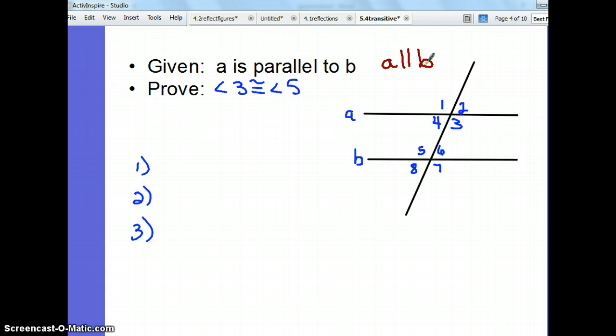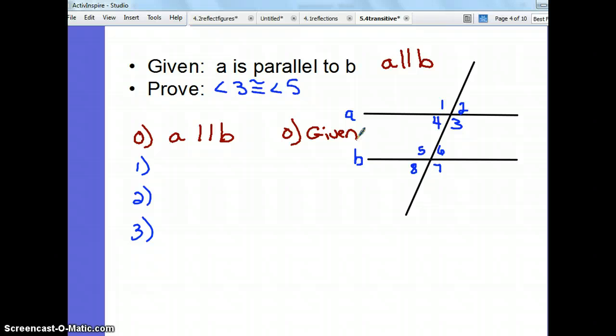So we're going to start with, sometimes we start with step 0. I'm going to go ahead and write that in there. Step 0 is the given information. So it is justified by just saying given. So A is parallel to B, and that's given to us.